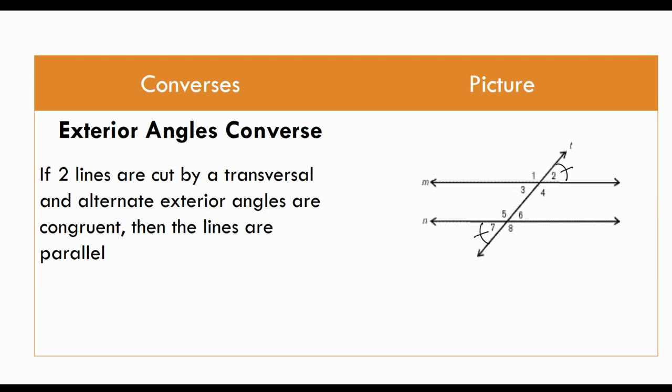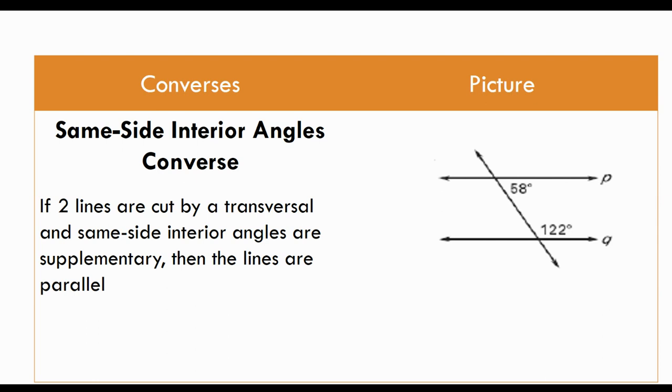We have exterior angles converse. So if two lines are cut by a transversal and alternate exterior angles are congruent, then the lines are parallel. So notice that angle 2 and angle 7 are alternate exterior angles. So that allows us to state that M and N are parallel. So once again, if alternate exterior angles are congruent, that is enough to give us parallel lines. So we're just flip-flopping all of our statements with this converse. We're proving parallel lines. It comes after the arrow.